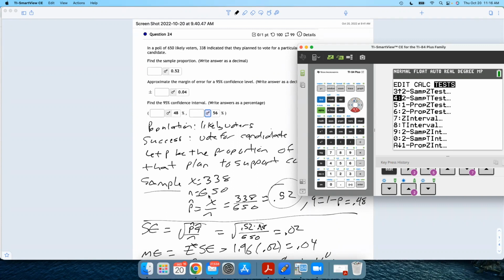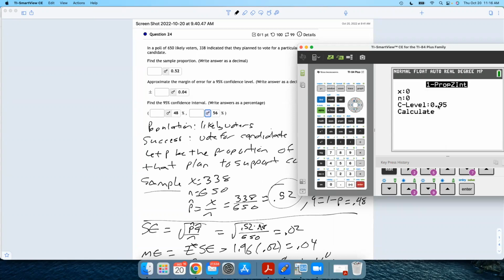See, look at buttons 5 and 6. 5 and 6 say test on them. See right there, test? That's not what I want. I want my button to say prop, and I want it to say 1 because I only have 1 sample, and I want it to say interval. That's A, 1 prop interval. And look what they ask for. Like literally the same stuff I just wrote down. X was 338. N was 650. My confidence level was 95%. I hit calculate. I'm done. That's it. There's my confidence interval.